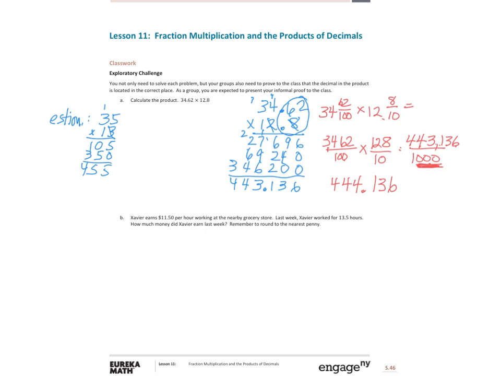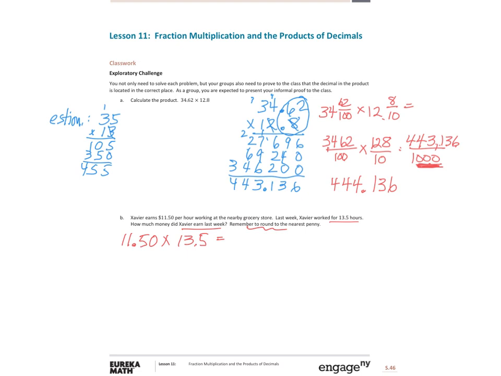So let's look at the next problem, which says Xavier earns $11.50 per hour working at the nearby grocery store. Well, last week he worked for 13 and a half hours, or 13 and 5/10 hours. How much money did Xavier earn last week? Remember, we are rounding to the nearest penny, which means the 100th place when we're rounding. Okay, so we would write down 11 and 5/10 or 50 hundredths times how many hours? It was 13 and 5/10.